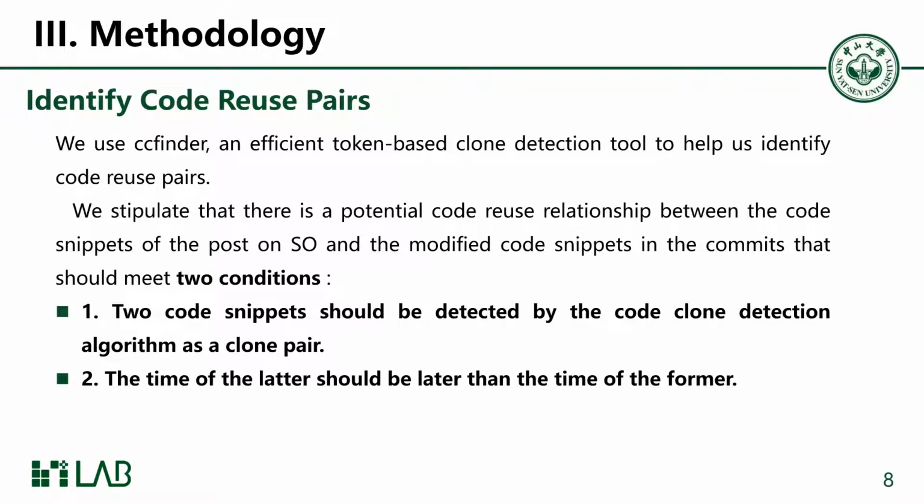Now we come to the part about how we identify code reuse pairs. Specifically, we use CCFinder, an efficient token-based clone detection tool, to help us identify code reuse pairs. We stipulate that there is a potential code reuse relationship between the code snippets of the post on Stack Overflow and the modified code snippet in the commits that should meet the following 2 conditions.